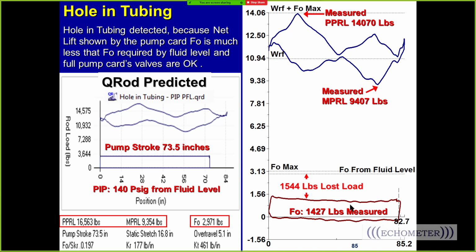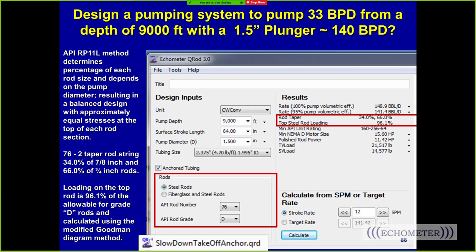So this is an example where you can use QRod to compare what you measure to say, hey, there's a big discrepancy between what I'm measuring and what I'm calculating. And I'm missing about half of my pump load. And so this is an example of using QRod to troubleshoot your well. This next few slides are for gassy wells.